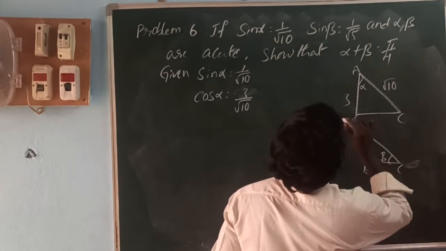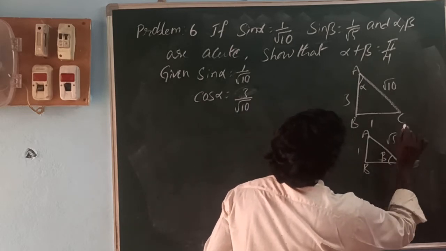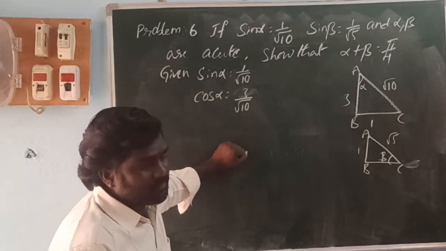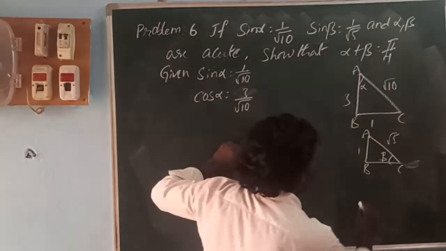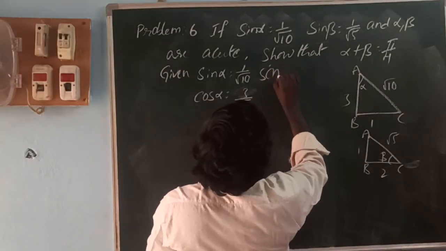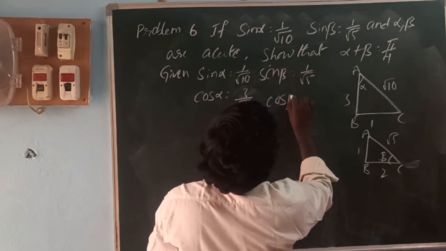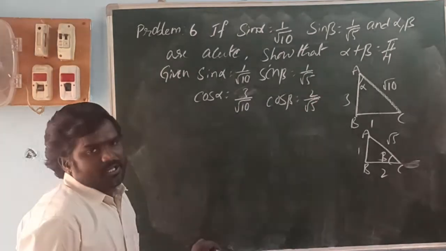Next, beta. Sin beta is how much? 1 by root 5. Here root 5 whole square is equal to 1 square plus x square. Square and square cancel, 5 minus 1, 4. So adjacent is how much? 2. So sin beta is equal to 1 by root 5. Cos beta is equal to adjacent by hypotenuse, that is 2 by root 5.